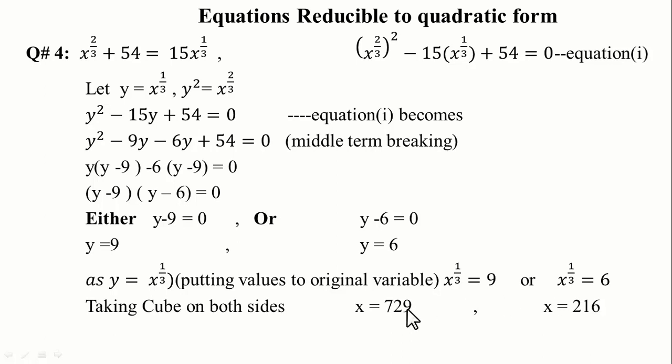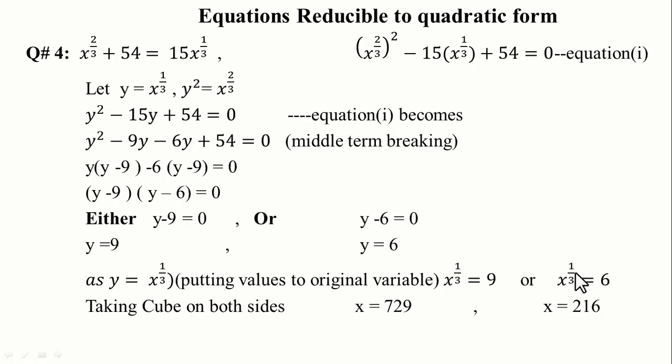Now taking cube on both sides. When taking cube on both sides, x to the power 1 upon 3 whole to the power 3 cancels out. So x is equal to 9 cube. 9 cube is equal to 729. Then the value of x is 729.